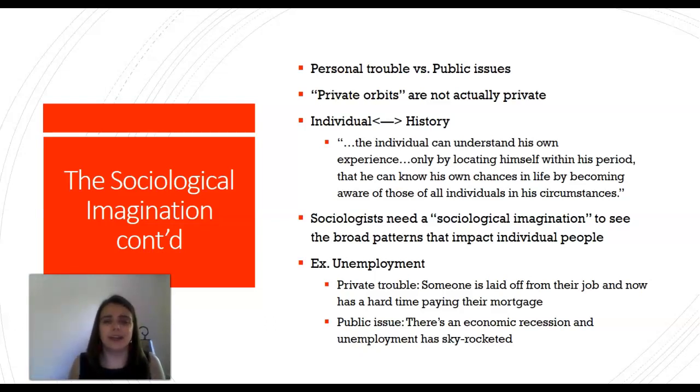However, if we look at unemployment as a public issue, essentially something that is happening society-wide that's influenced by history, we might see that there is an economic recession and that unemployment has skyrocketed. Okay, so not just that individual person's unemployed, but suddenly unemployment's at an all-time high, right? We could think about this in the current context of COVID-19, right? Lots of people are unemployed. You might know lots of people who are unemployed yourself, right, in your own life. And if we just looked at those individual people, we wouldn't get a real picture of why unemployment is really high right now.